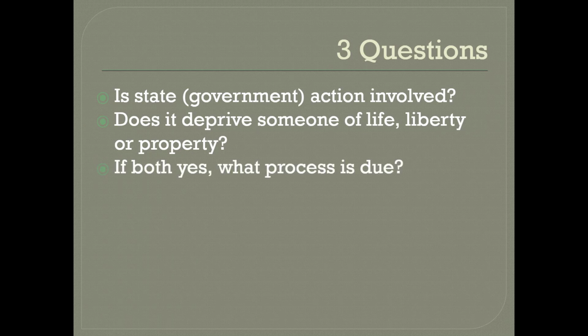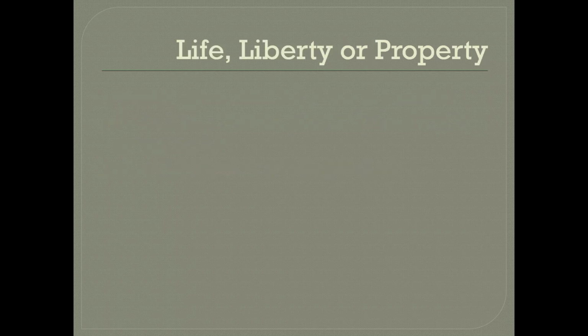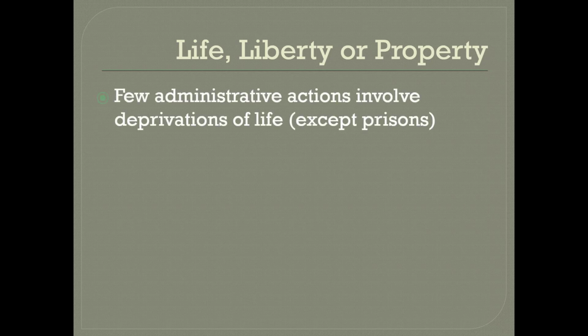And then finally, if the answer to both of those questions is yes, the government's involved somehow, they've deprived someone of their life, their liberty, or their property, well, what do we do about it now? What process is due? So let's take a look once again at each of those three factors. First, let's take a look at life, liberty, or property. It says that the government cannot take your life, liberty, or property.